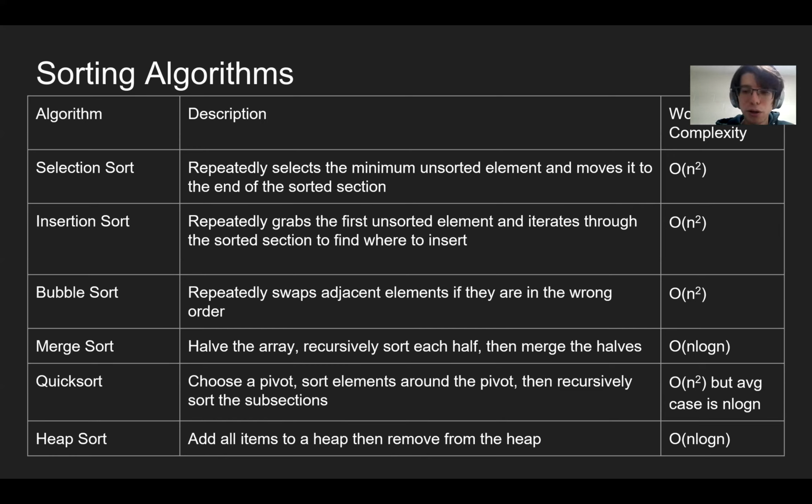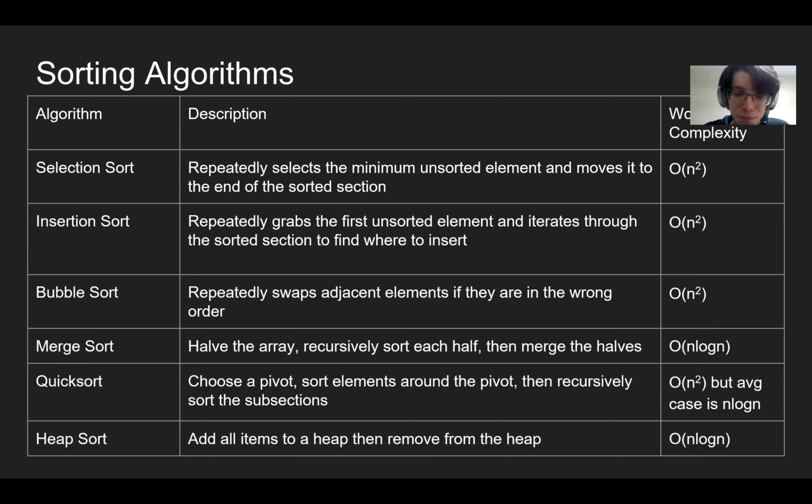Merge sort halves the array, recursively sorts each half, and then merges them. So n log n. Quicksort is O(n) squared in the worst case, but we consider it to be n log n because on average, it practically is going to always be n log n. The odds of it performing O(n) squared on a large input is negligibly small. As long as it chooses a good pivot, it'll perform like n log n. And it doesn't even have to choose a good pivot, it just has to not choose the worst pivot each time, which is very likely on a large input.